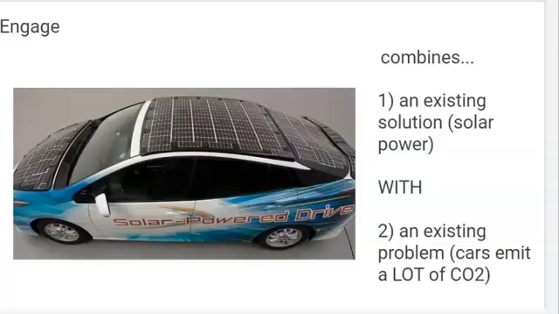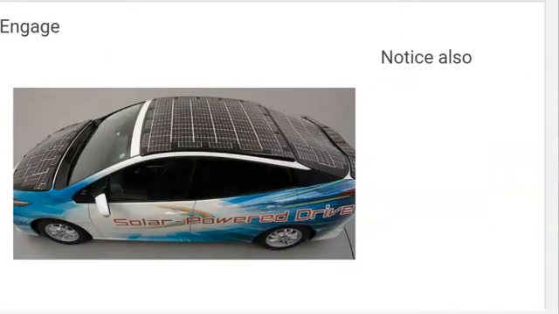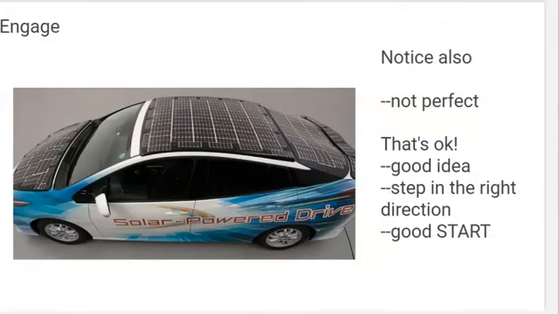Another thing to notice about this, I want you to notice also, this idea is not perfect, right? If you think about a solar-powered car, you get to thinking like, what if it was cloudy a bunch of days in a row? Like, sure, the solar panels can charge the battery, but what if it wasn't sunny for a lot of days in a row? Would that make this car useless until it was sunny?